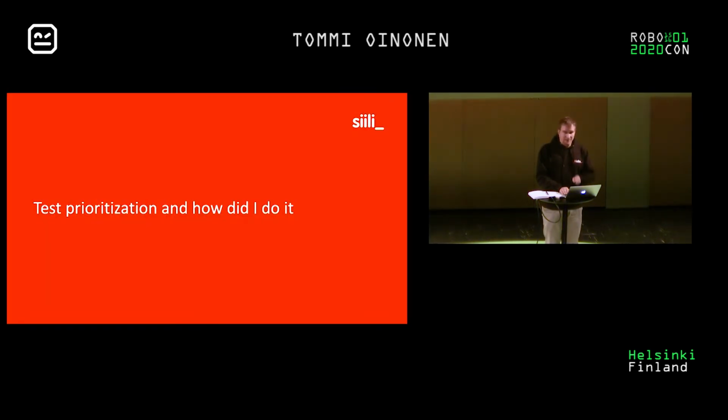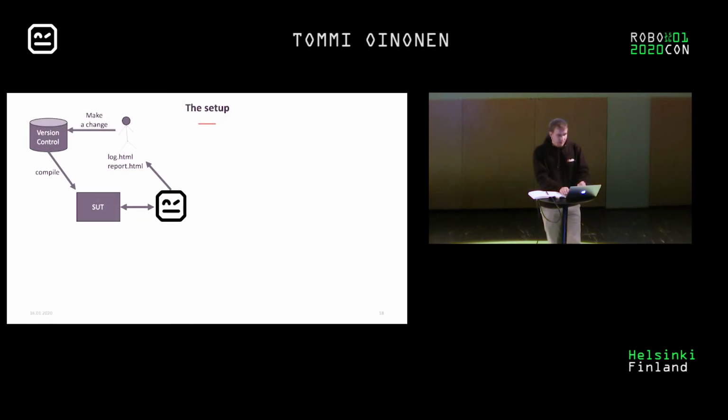Now let's look, how did I do this? And more importantly, how you can do this. The basic setup, this you probably know. We have a tester, we make changes, we compile some software that's under our testing, we run robot, we get output files. That's quite basic.